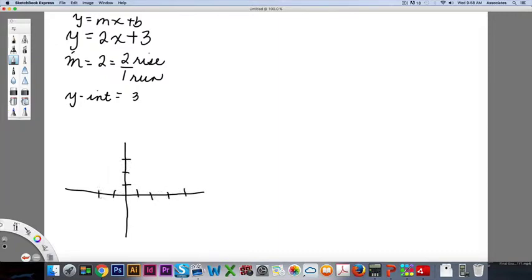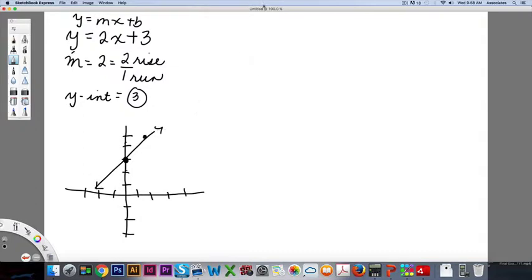On your note taker, there should already be a graph for you. And then the y-intercept was 3, so that meant on the y-axis go up to positive 3. From there, the slope is 2, so I have to go up 2, right 1, put a dot, and then connect the lines, and there's my graph for line number 1.